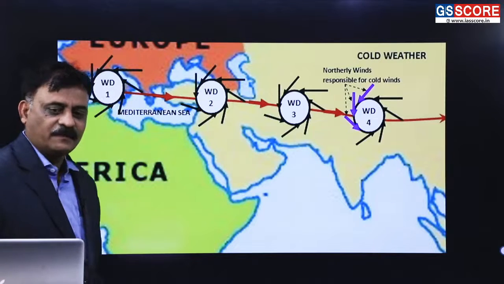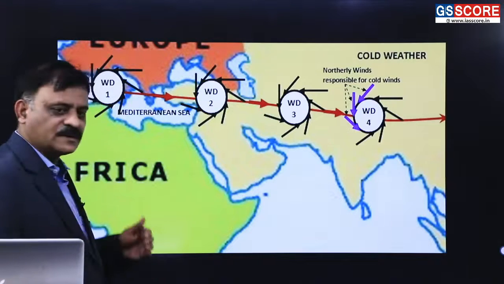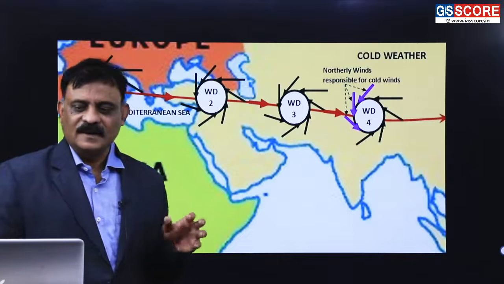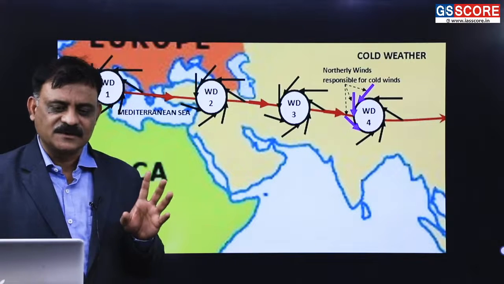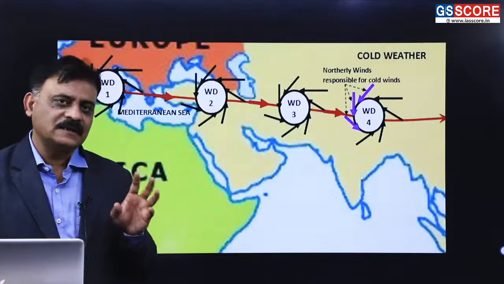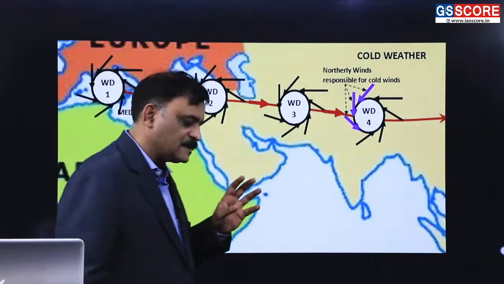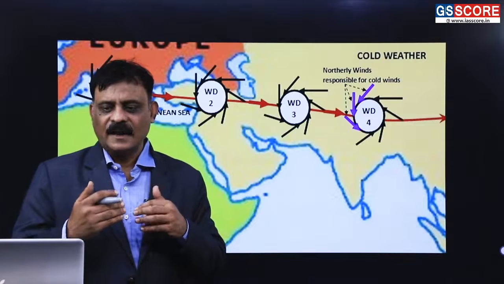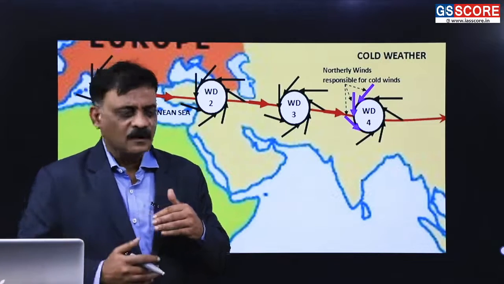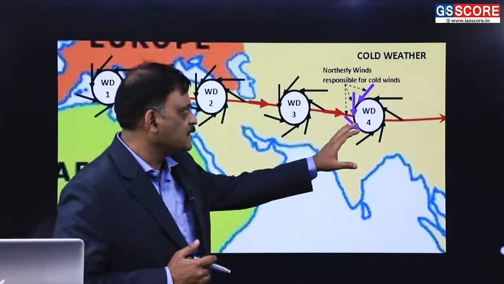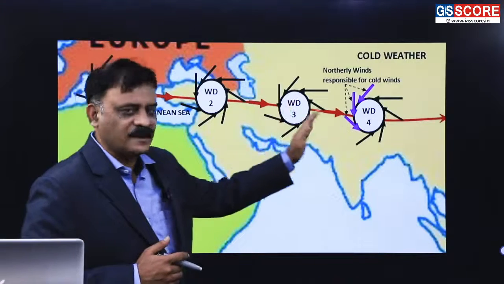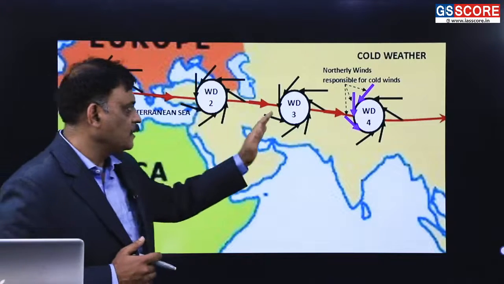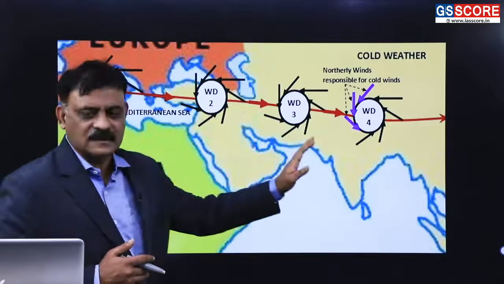Now always remember that there is a word used in the case of a western disturbance: it is not a single disturbance. It is a family of disturbances, and they come in a family. Once you have received a particular western disturbance, it may be followed by another one, then a second one, so it will be followed in a certain sequence.